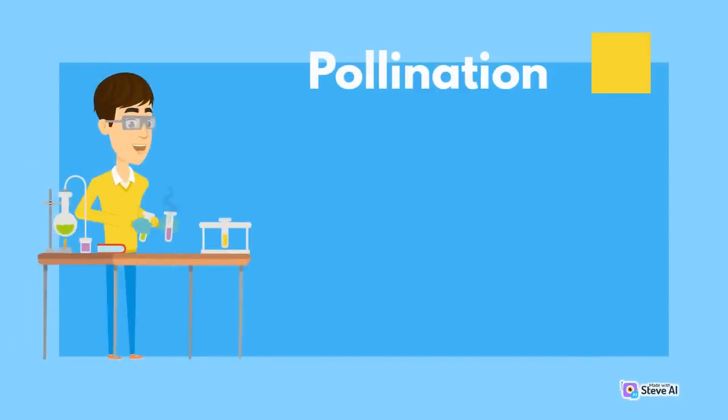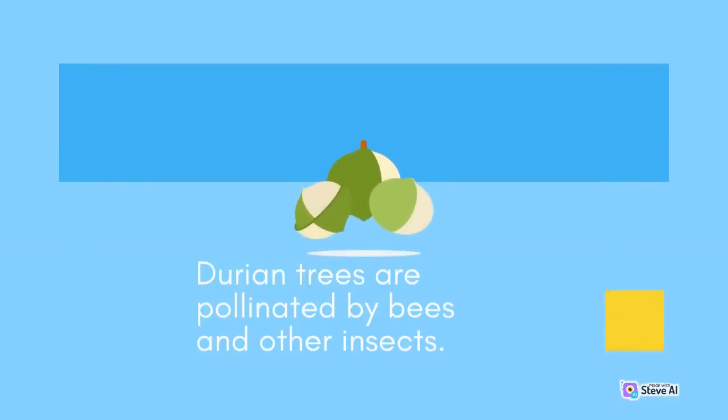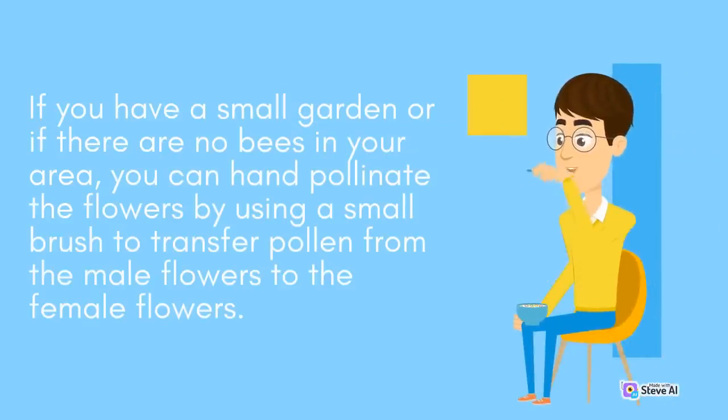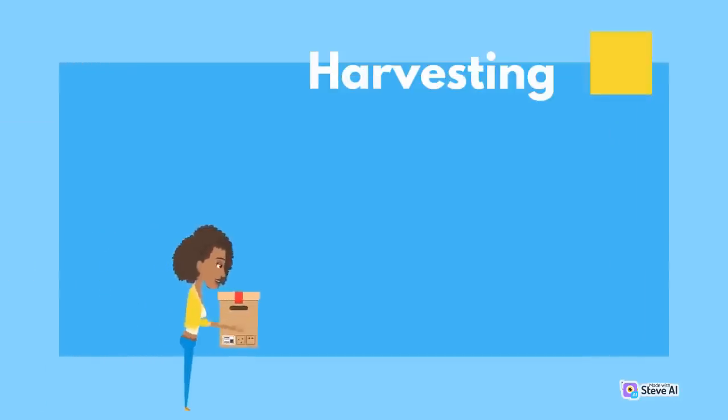Pollination. Durian trees are pollinated by bees and other insects. If you have a small garden or if there are no bees in your area, you can hand pollinate the flowers by using a small brush to transfer pollen from the male flowers to the female flowers. Do this early in the morning when the flowers are still fresh. Harvesting.